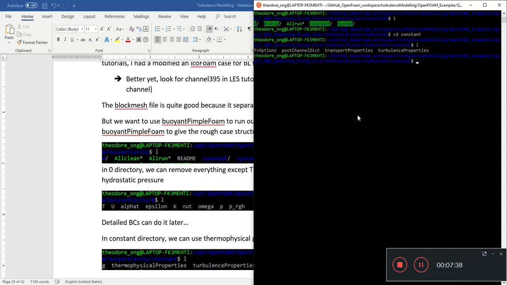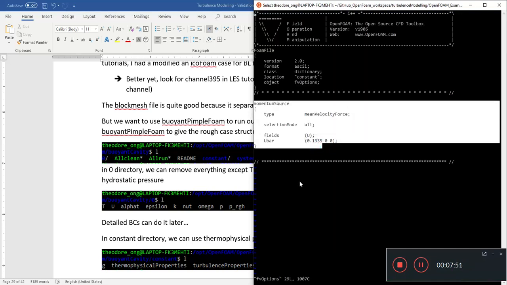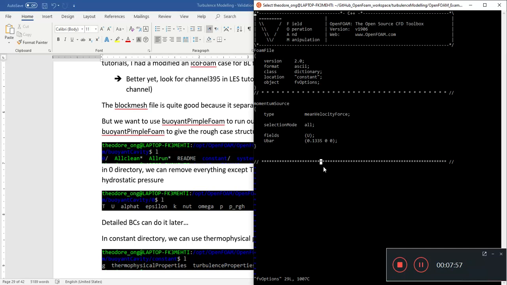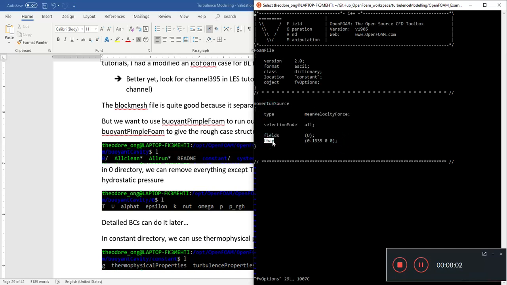And how do we get this driving force? Actually, there's a very special function: you go to fvOptions, and then it'll give you this thing called the mean velocity force. What does this do? Now this actually gives you a driving force such that the average velocity, in the X, Y, and Z direction, is what you specify over here.